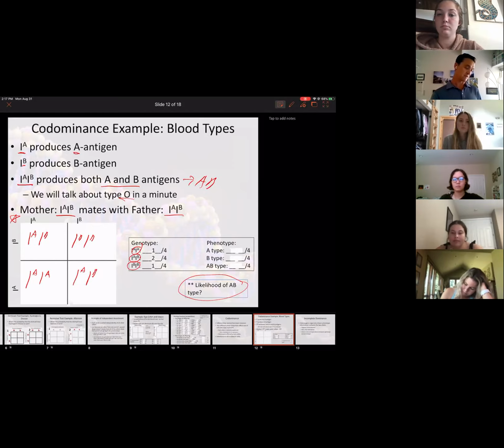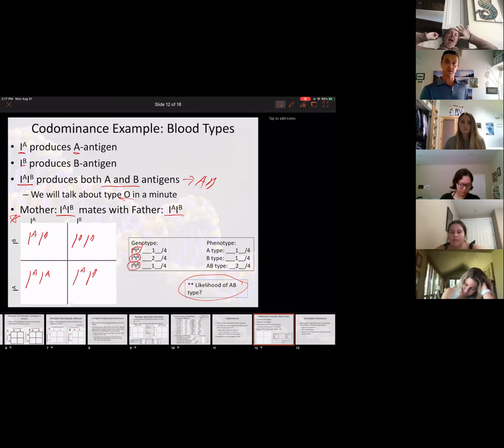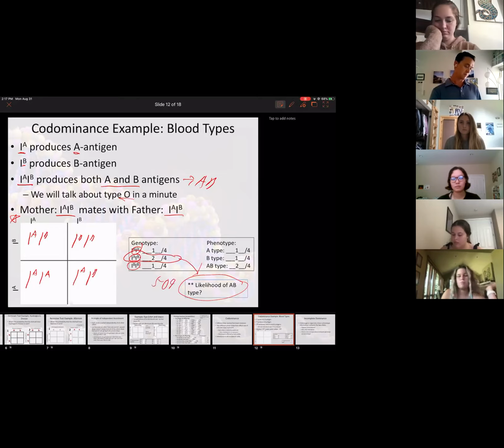Okay, and then those phenotypes, we're going to have 1 out of 4 with type A blood, right? That's one that just has the 2 A's. 1 out of 4 type B blood, that's one that has the 2 B's, and then 2 out of 4 with AB blood. Okay, so the likelihood, what you guys said, so 95% of you are saying 50%. So good, getting closer there to almost everybody being on the same page. So this one here is the answer here. That's going to be 50%. Okay, questions on that one?